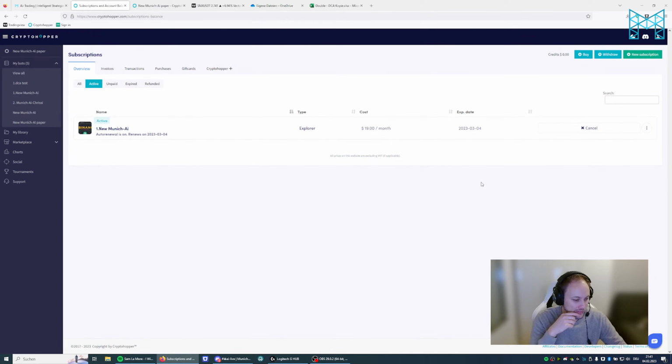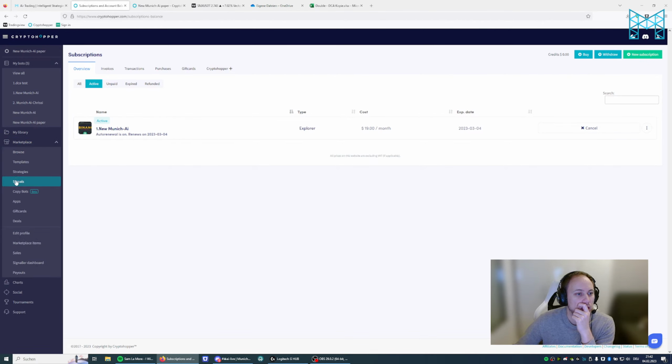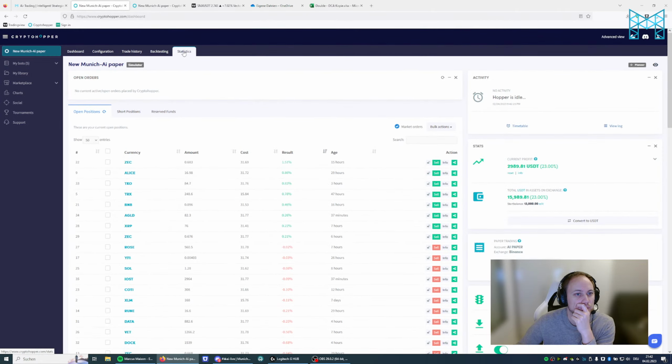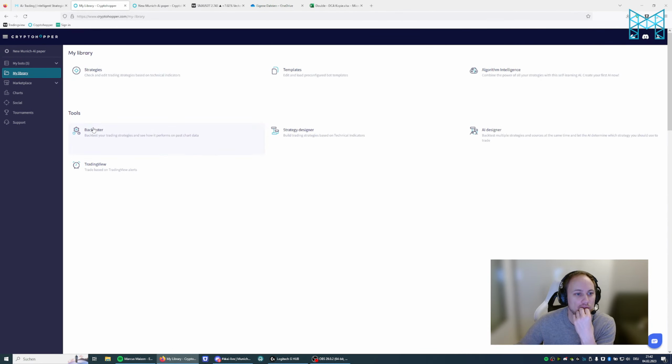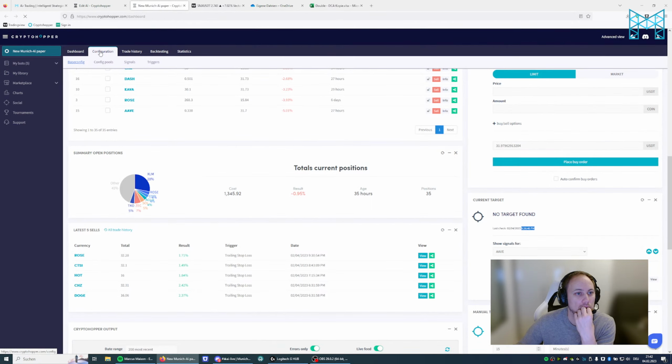Okay, how does the AI understand that this is the moment to give a signal? How does the AI understand that it's a moment to give a signal? Okay, just a second. Strategies. No, we're going to creation. Oh, I don't like the new design. I'm sometimes really lost. Library, and we're going to AI designer, and as well to my configuration.